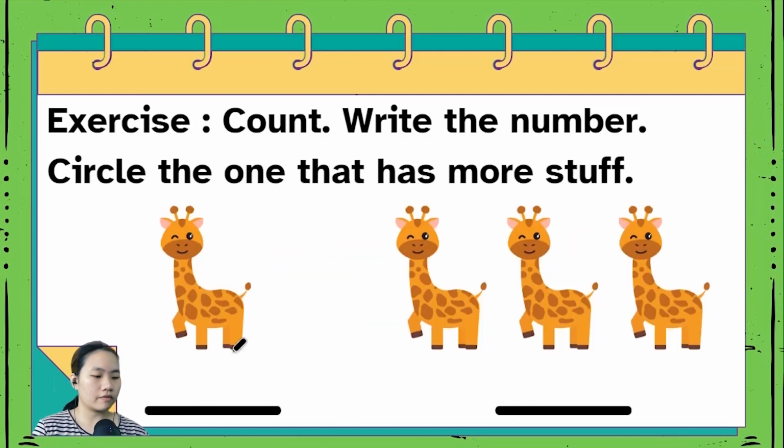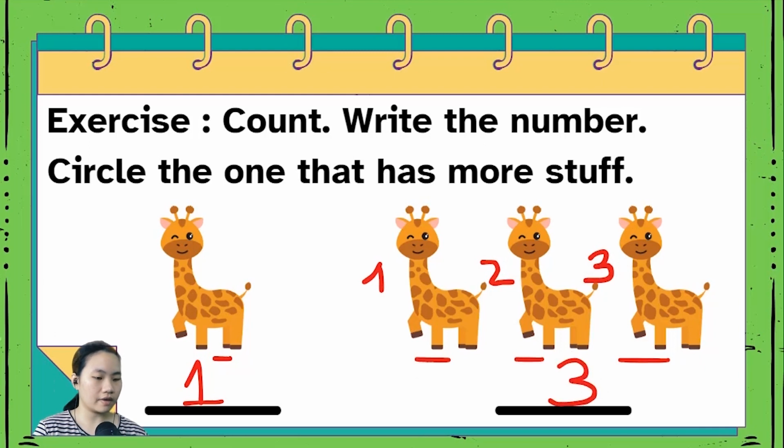Okay, so first we have a bunch of giraffes over here. For this side, we have 1 giraffe, right? There's only 1, so we write the number 1 down here. Let me erase this. And for this side, we have 1, 2, 3. We have 3 giraffes on this side.